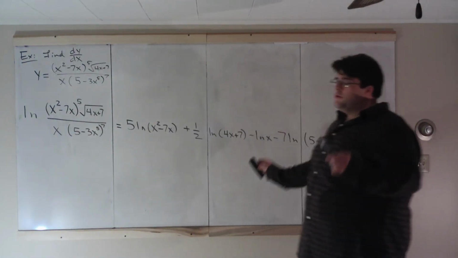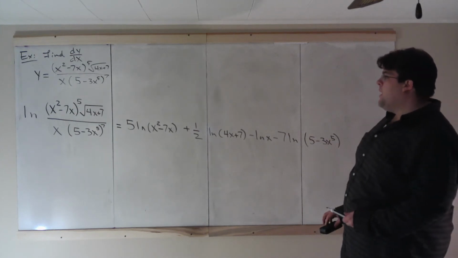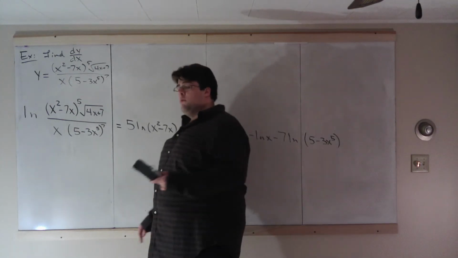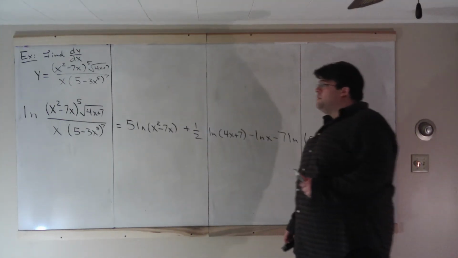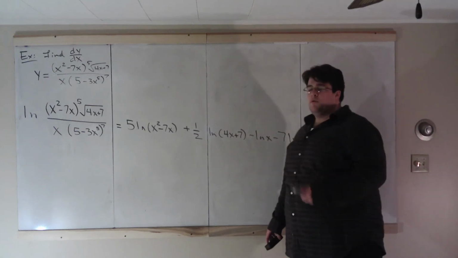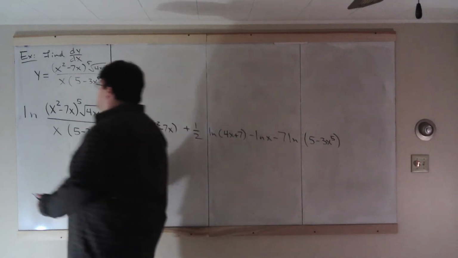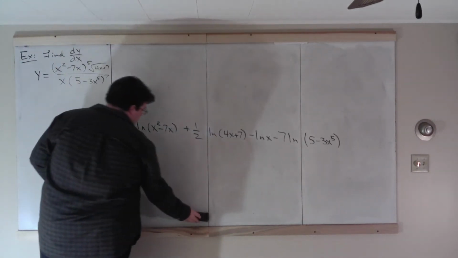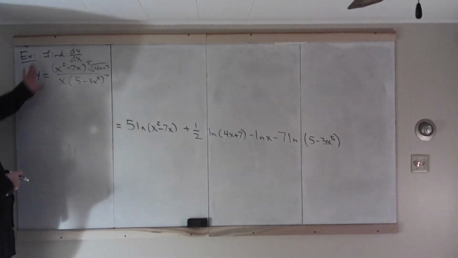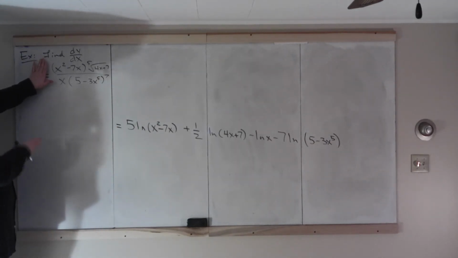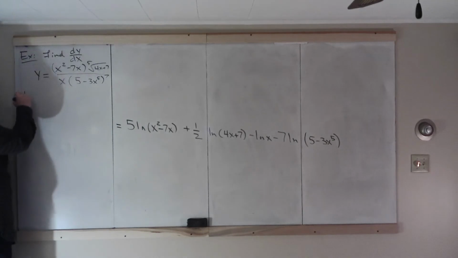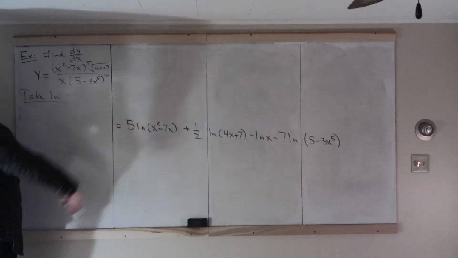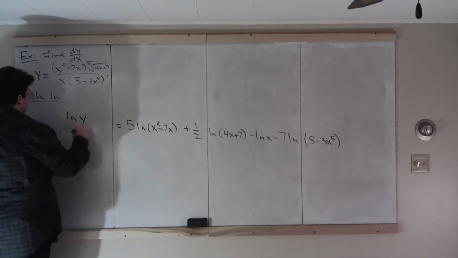Well, you could use a quotient rule. Might be a pain. But I'm going to show another way we could do it. What we can do is take a logarithm on both sides. What happens if we take a logarithm on both sides? Well, log of the right equals all of that. Log of the left is log y.